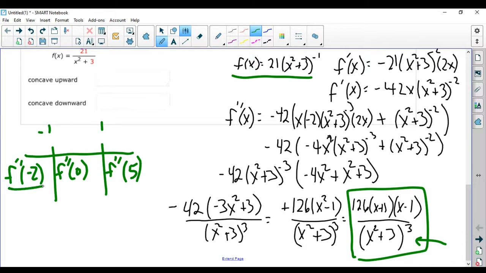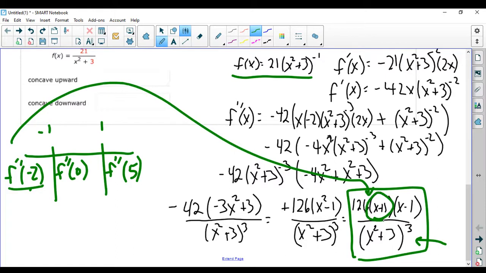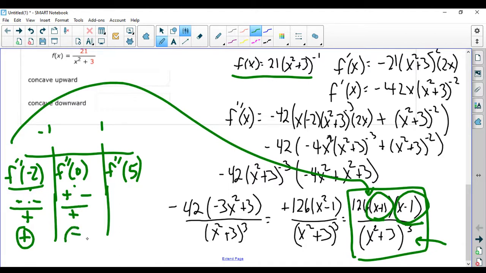So let's look at this one. You plug in negative 2 to this second derivative, you'll get, that would be negative. This would also be negative. So you have a negative times a negative, and the bottom's always positive. So it's a positive over positive, which is positive, concave up. When you plug in 0, you'll get a positive times a negative over a positive, which is a negative divided by a positive, which is negative, concave down.